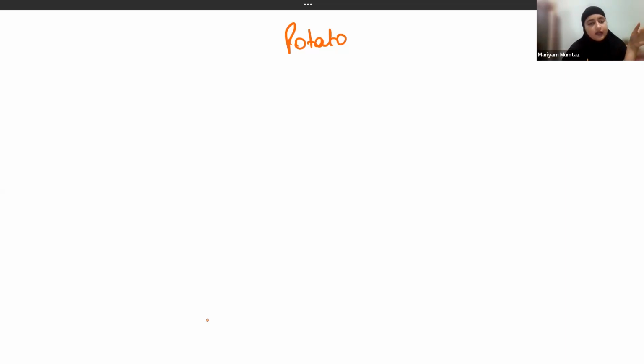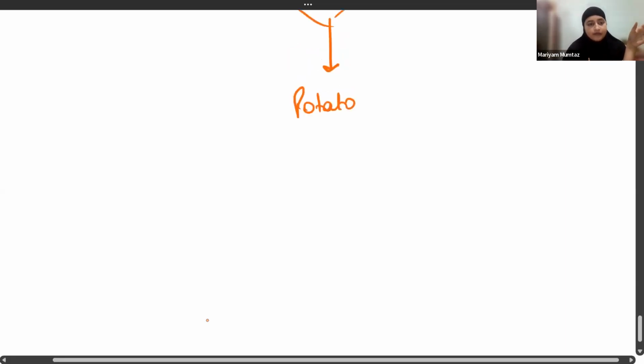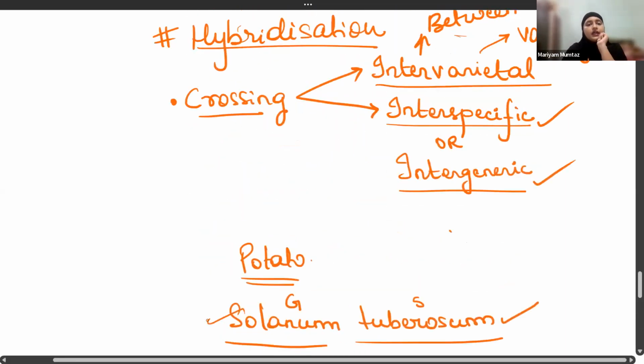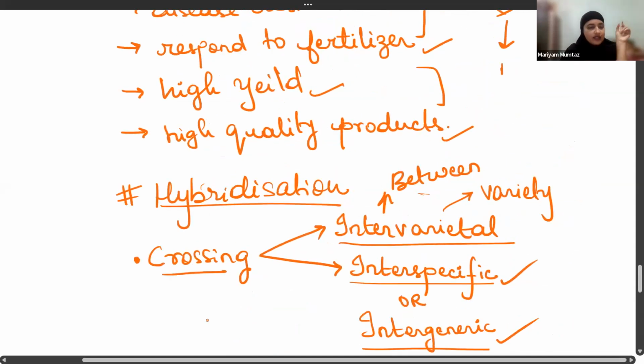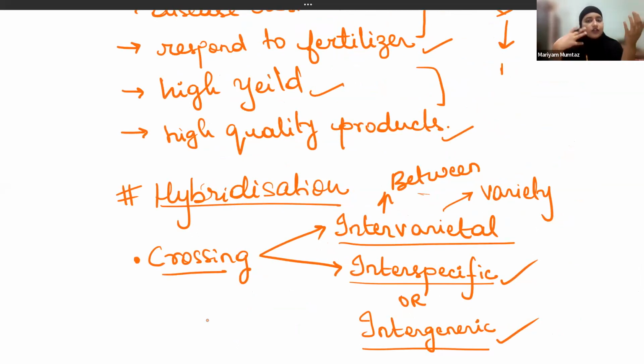Okay, so you've written up till now? Yeah, I have written. So this hybridization is one, like, first method to get the type of crops that we want, isn't it? We are doing a crossing so that whatever qualities we want get into the new plant.